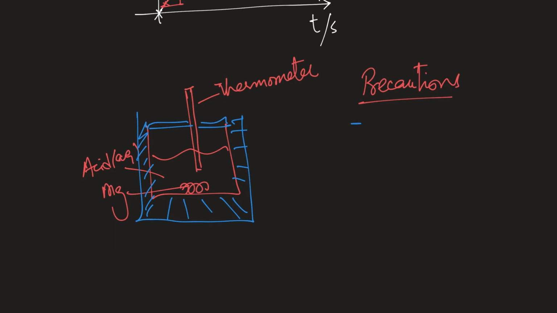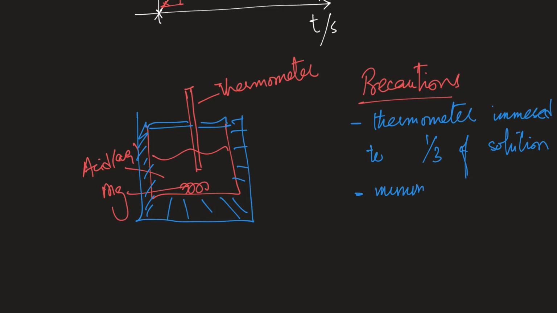the thermometer should be immersed to 1/3 of the solution. That's one way to make sure that you're measuring the temperature. So that's the depth that you must try to cover. And secondly, to minimize heat loss, by using insulation, lagging, and lid.